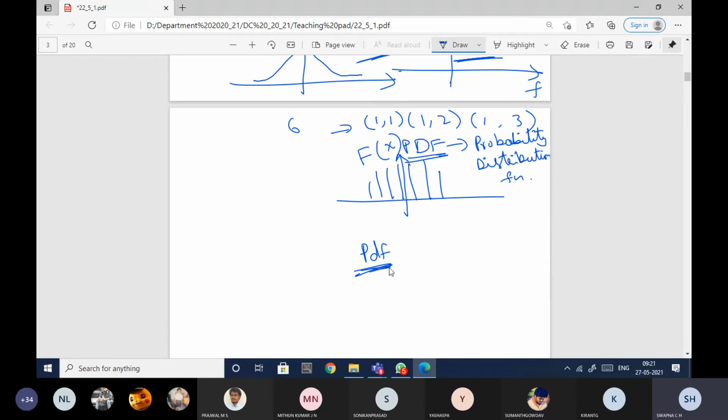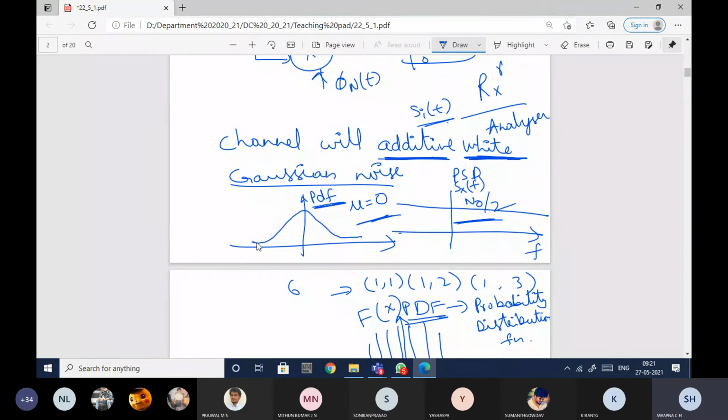Whereas the probability density function will give the probabilities of the events that are occurring. That is said to be your PDF, denoted as small f of x. So for the additive white Gaussian noise, the Gaussian distribution function will be the normal distribution function.